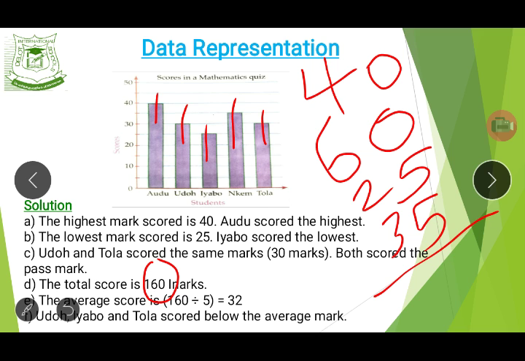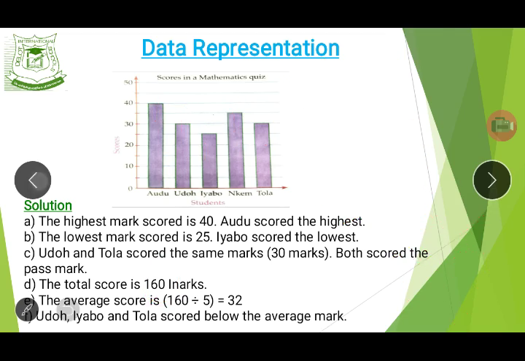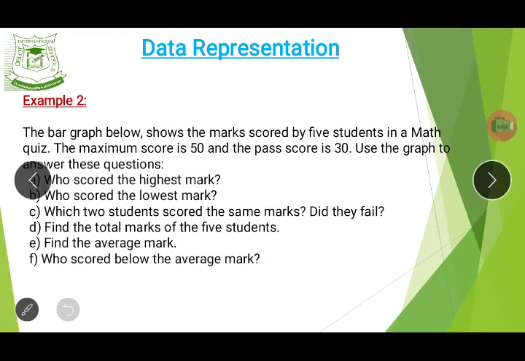Right? So we have 5 and 5 will give us 10. So we write a 0 and we put 1 up. So 1 plus 4 is 5, plus 6 is 11, plus 2, 13, plus 3, 16. Do you see that now? We have 160. Do you see that now? That's the total score. Okay.